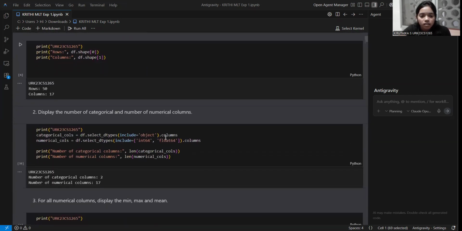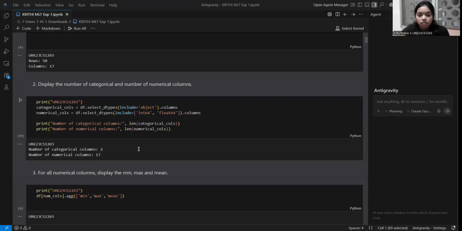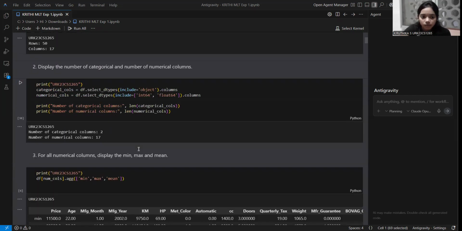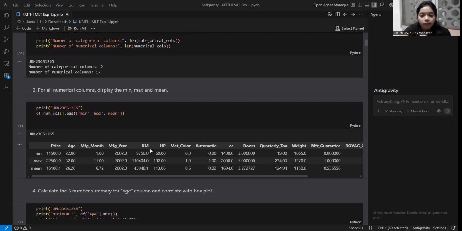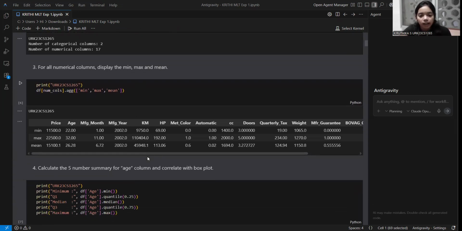The second task is to identify categorical and numerical columns using data types. Categorical columns have text values like fuel type, and numerical columns have numbers like age, price, etc. This helps understand which features need encoding or scaling later. The third task is to find the minimum, maximum, and mean of numerical columns using df.agg with min, max, mean. This gives a basic statistical summary of numerical data. It helps us understand the lowest value, highest value, and average value.